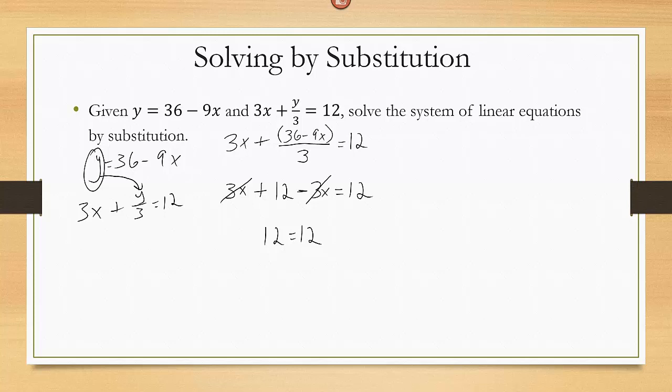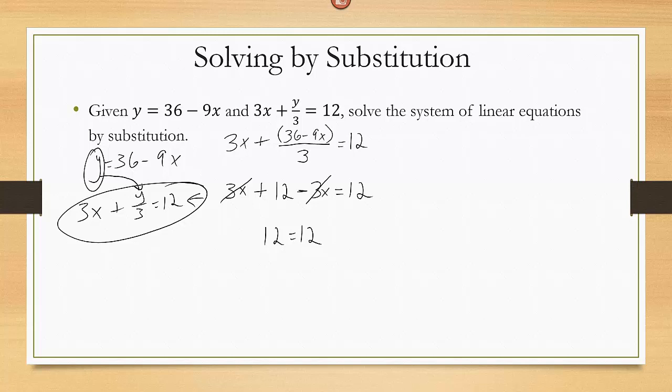Alright, let's think. What does this mean? This means that our slopes are parallel. Let's go ahead and do something. Let's solve for y on this equation right here, to see if our slopes are the same and our y-intercepts are the same, to see if this is either inconsistent or dependent.